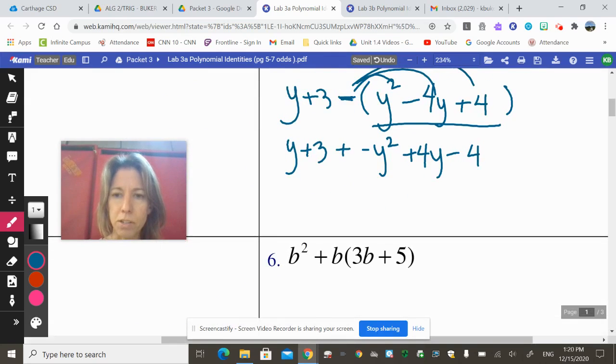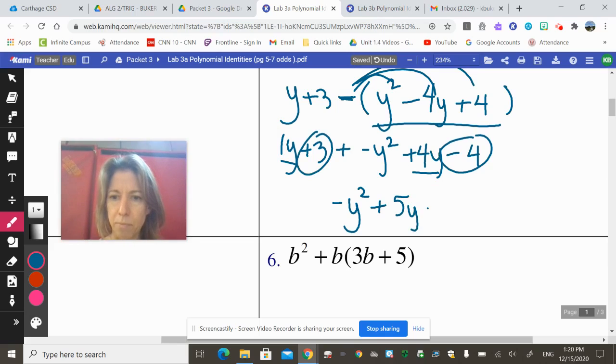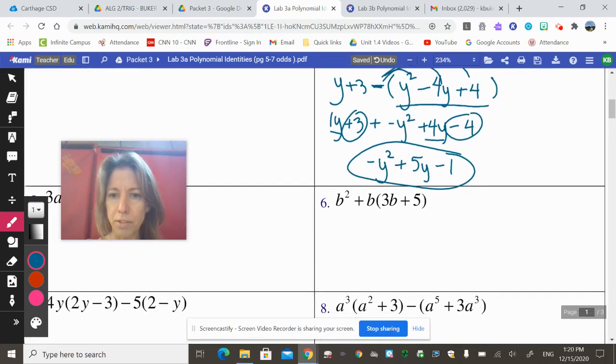Okay, so now we're just left to simplify this, which means combining like terms. So we start with the highest exponent. This is a second degree expression, so a negative y squared. And then we have this y, which is a 1y plus 4y, to give me a positive 5y. Okay, I just put those y terms together. And I'm going to add the 3 and the negative 4 to get minus 1. So this would be my final answer for that one.